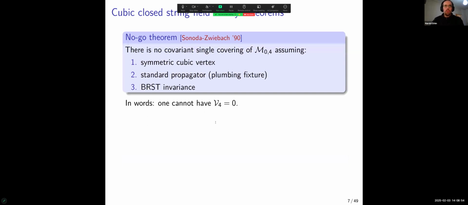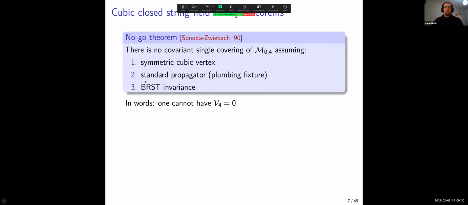So now I want to introduce a few theorems. First we have a no-go theorem from Sonoda and Zwiebach in 19, which says that there is no covering of M04. M04 is the moduli space of Riemann surfaces with 4 punctures, so it corresponds to 4-point amplitudes, assuming a symmetric cubic vertex, standard propagator, and BRST invariance. In other words, it tells you that you need a quartic vertex to describe this amplitude in string theory.